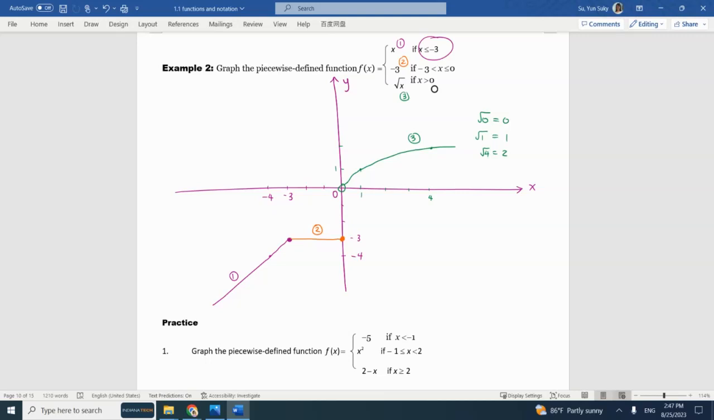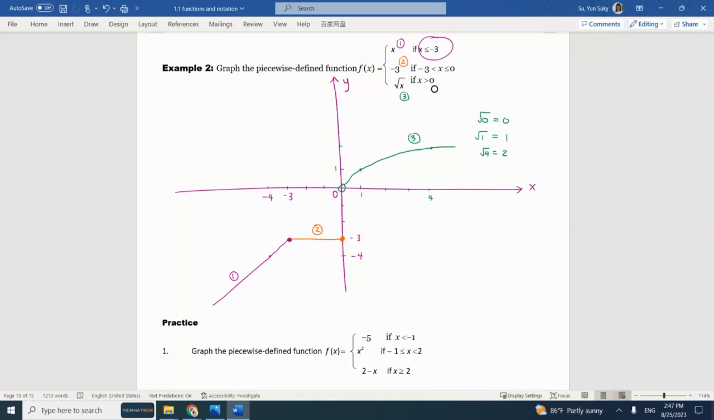Because this piece, -3, and on the left hand side, we plug in -4. X is -4. So it's -1. This piece means it's on the left hand side of negative. You can choose -4 or -5. Next one's 0. Because this is a line, you just need 2 points.